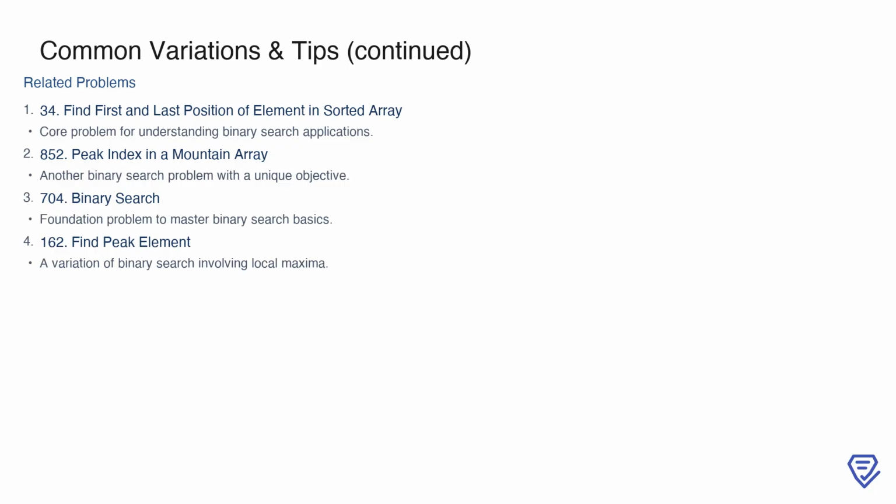Problem 852, the peak index in a mountain array, introduces a unique twist to binary search by focusing on identifying a peak element. Another foundational problem is problem 704, which is a classic binary search task that helps you solidify the basics. Finally, problem 162, finding a peak element, extends binary search to scenarios involving local maxima. By practicing these problems, you'll gain a broader understanding of how binary search can be applied in various contexts.